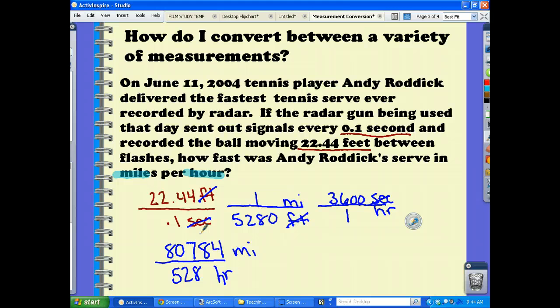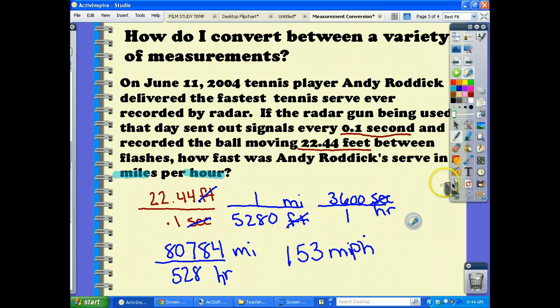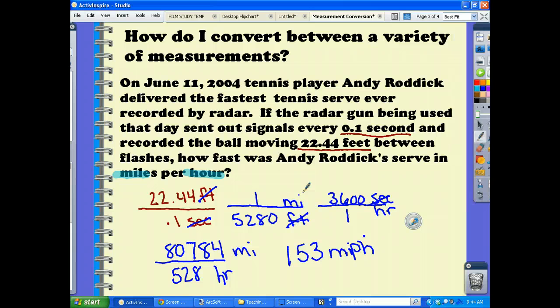The last step there, I just simply divide those two to get my final solution. 80,784 divided by 528, and I get 153 miles per hour. So in the end, his serve was 153 miles per hour.